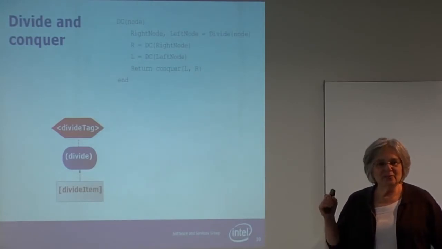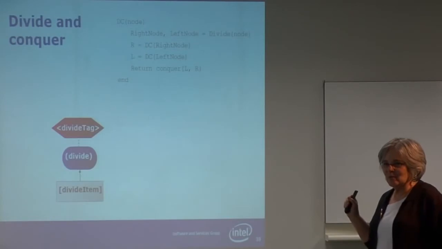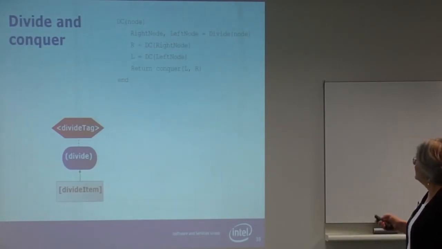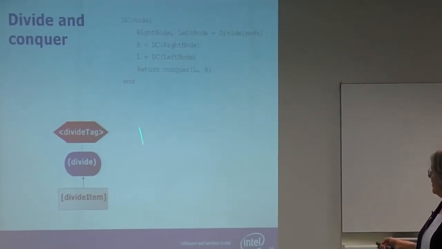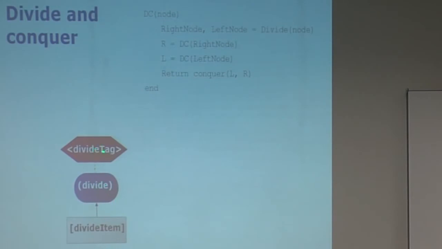Anything more? Should I go through the divide and conquer? Okay, so remember the while loop. Here's a divide and conquer application, and again, this looks very much like it did before. We have the code in the middle, there's some tag collection that defines it, and an item that's consumed. The root tag and the root item are probably coming in from the environment or from somewhere else in the code.